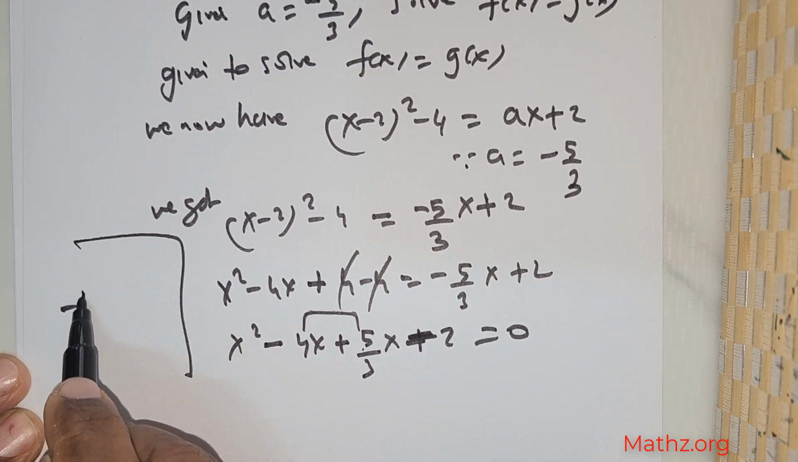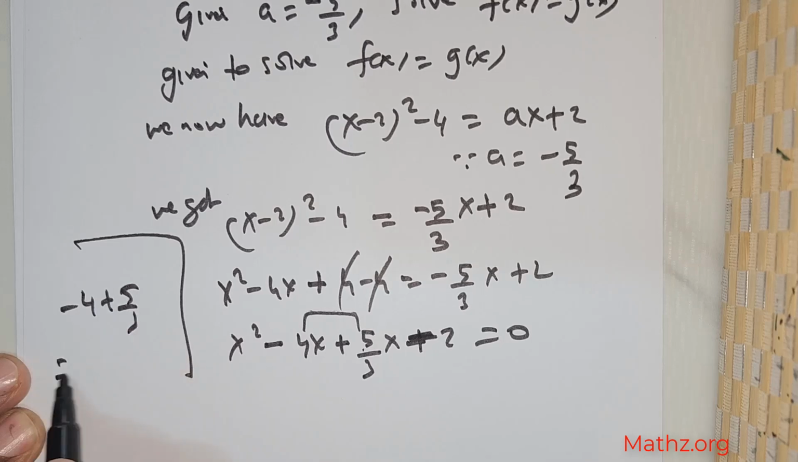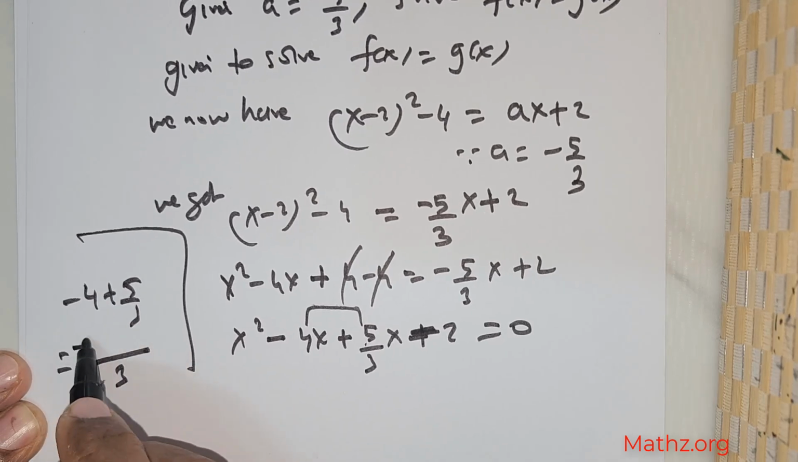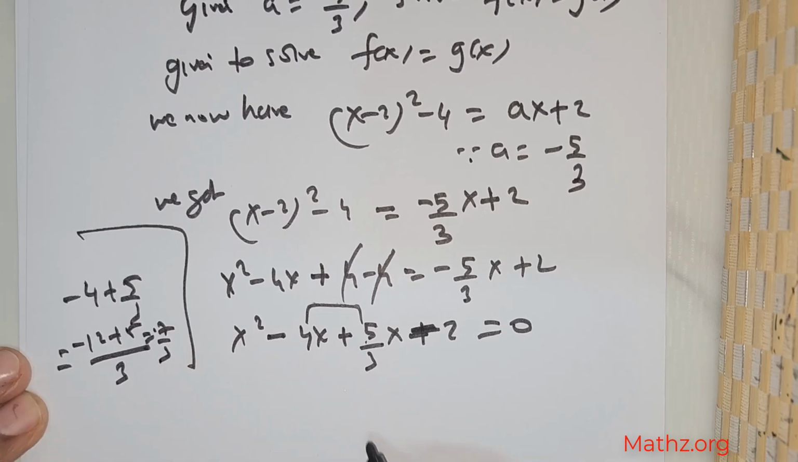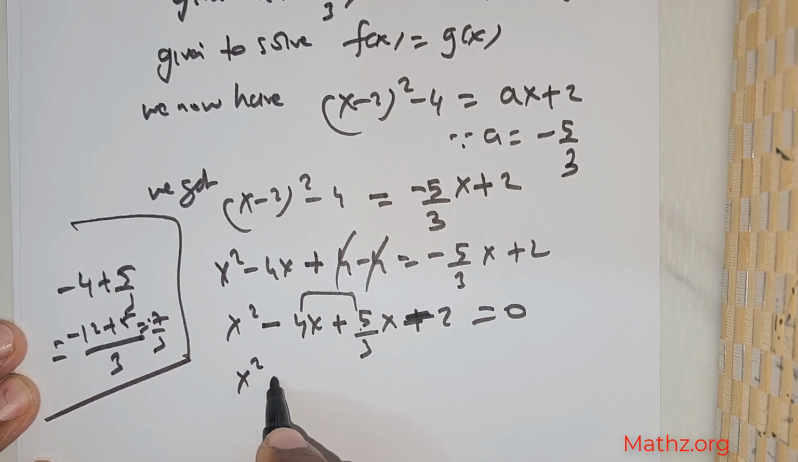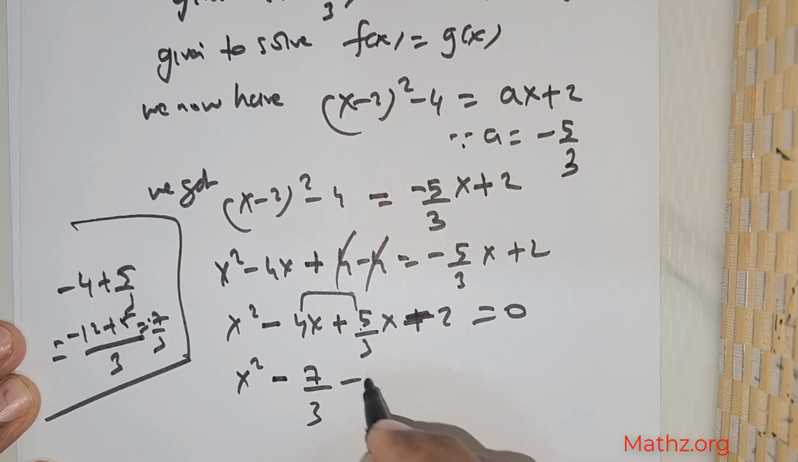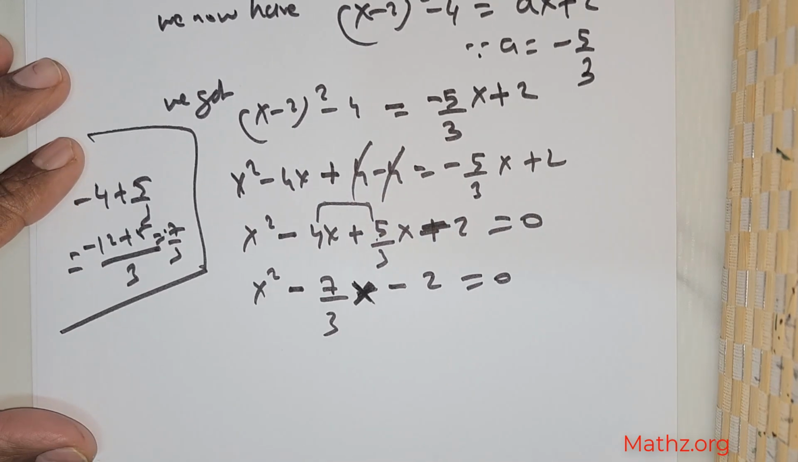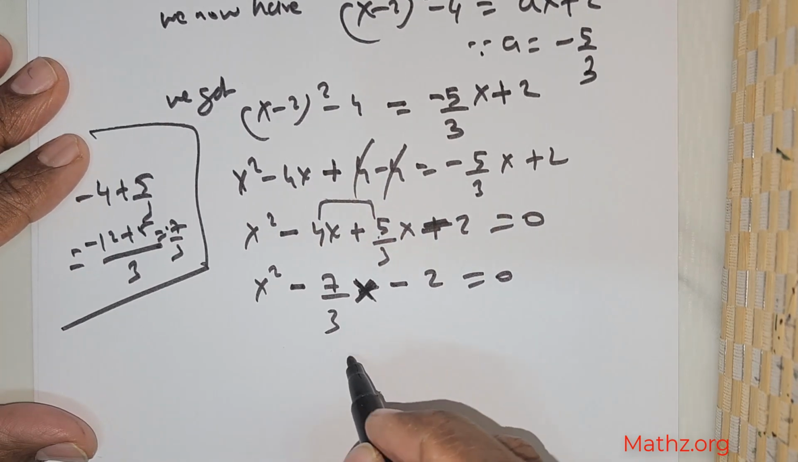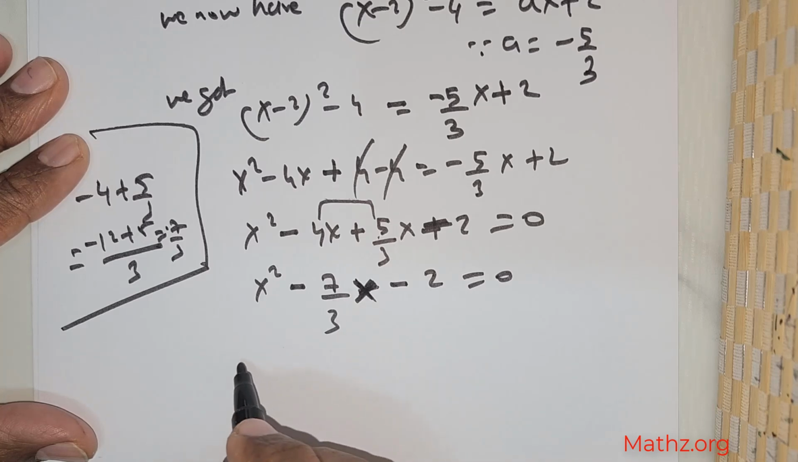Now since I've got -4 and +5/3, I take a 3 as the LCM. So -12 + 5, this is -7/3. So x² - 7/3 x, and then you have x term followed by -2 is equal to 0. Now what we have to do is we will have to use quadratic.